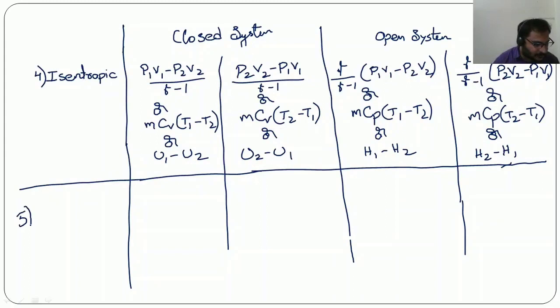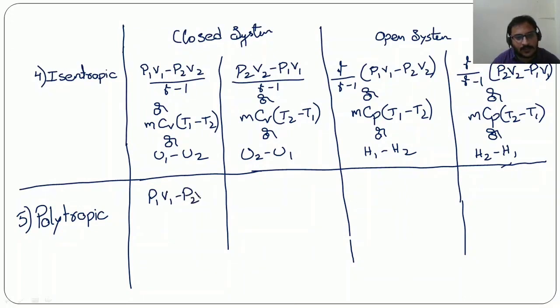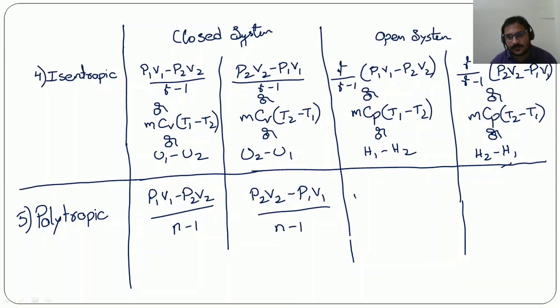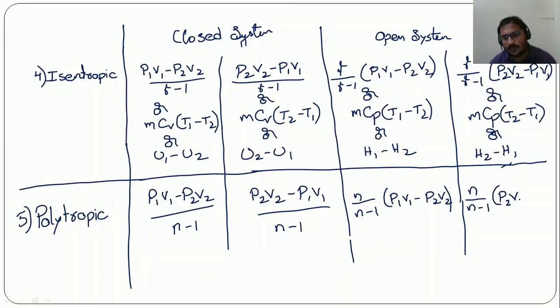Then finally polytropic process. So (P1 V1 minus P2 V2) by (n minus 1), (P2 V2 minus P1 V1) by (n minus 1). So n by n minus 1 into (P1 V1 minus P2 V2), n by n minus 1 into (P2 V2 minus P1 V1).